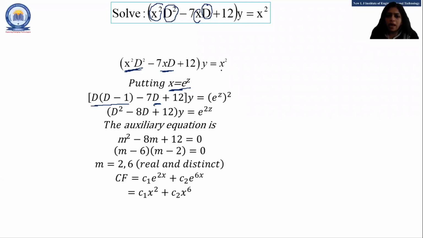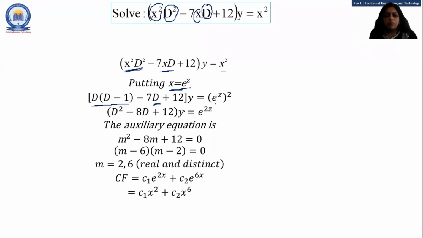Now, as your x is e raised to z, so I'm putting here (e raised to z) raised to 2 for x square. Right? Now, after simplification, here D square minus D minus 7D. So that is what? D square minus 8D plus 12 is equal to e raised to 2z.